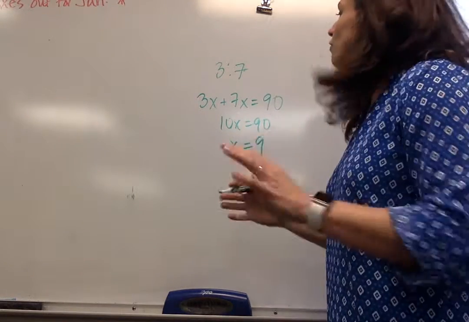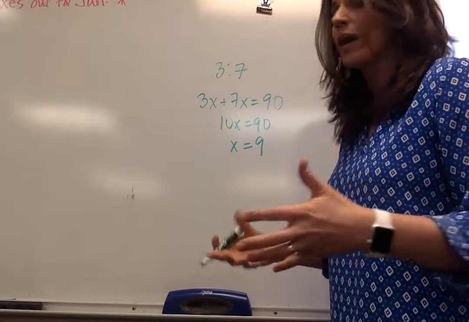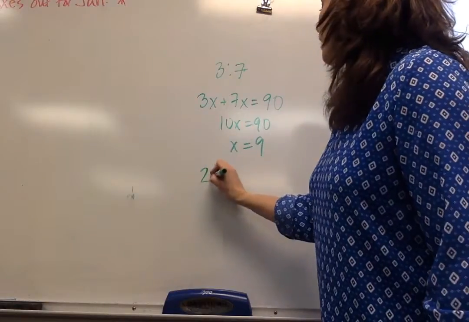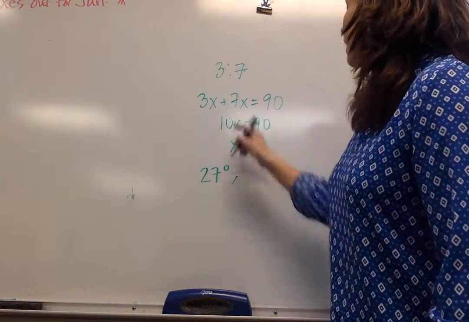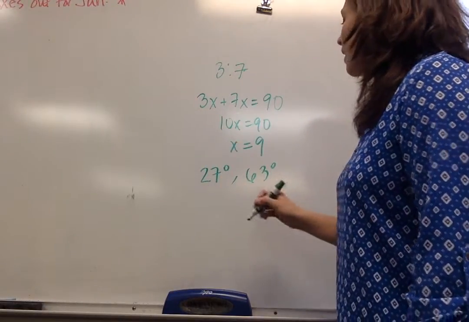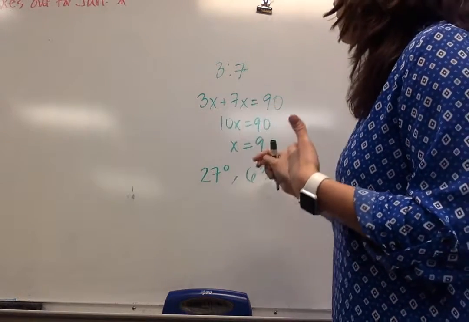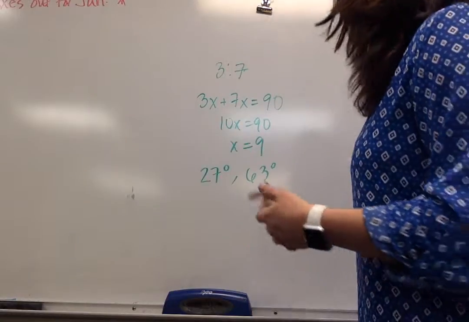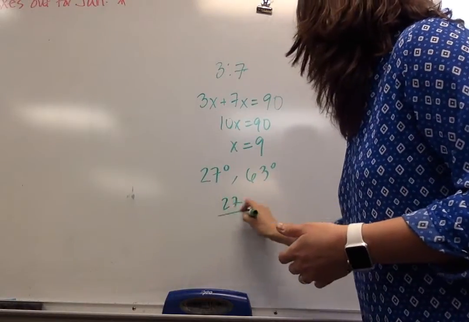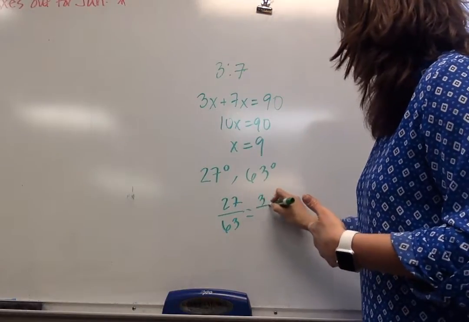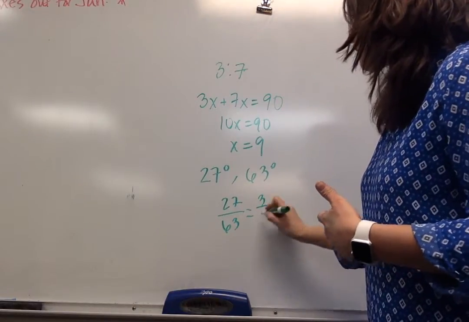Of course, that doesn't answer my question because the question is saying, what are my two angles? So I'm going to go back in and plug in 9 for x, and I get 27 degrees, and I get 63 degrees. And then I'm going to ask myself, is this set up in the ratio 3 to 7? One way to check that is to set it 27 over 63 and see if it reduces. 9 goes into 27 3 times. 9 goes into 63 7 times.